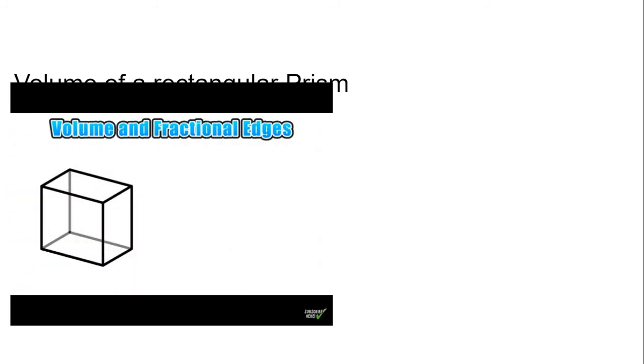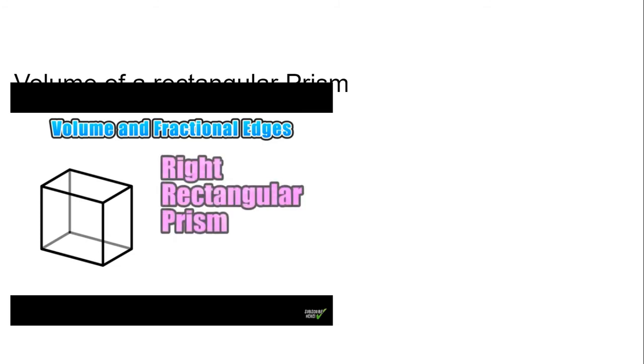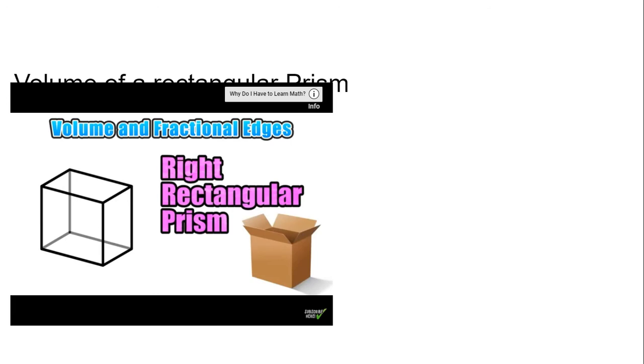Hey guys, welcome back. We're going to start off this lesson on finding the volume of right rectangular prisms, which is a shape that we're all familiar with when we get those Amazon packages in the mail. That box is a right rectangular prism. And we are going to think about these kinds of figures in terms of their volume.